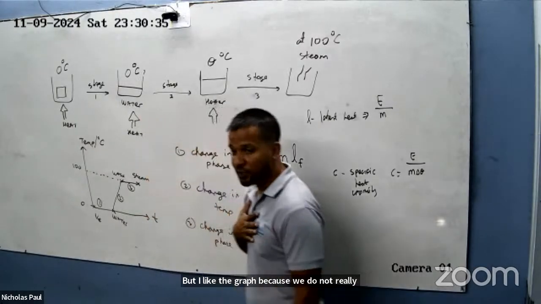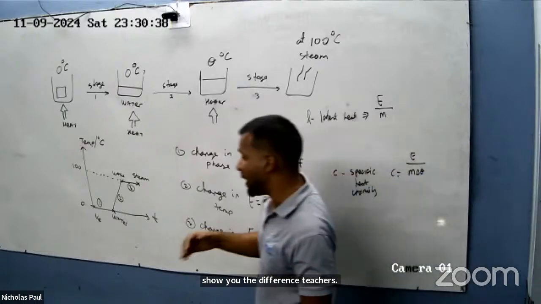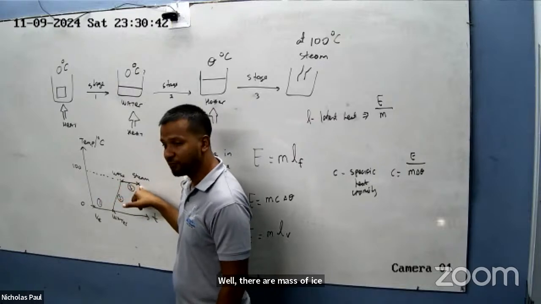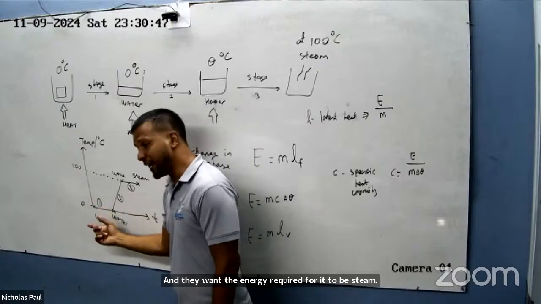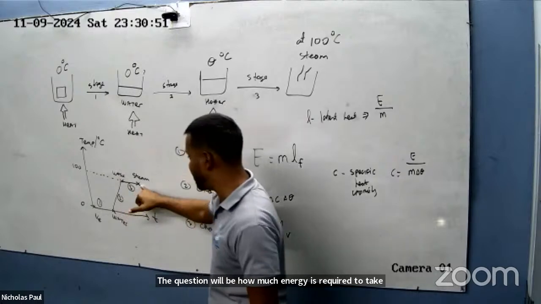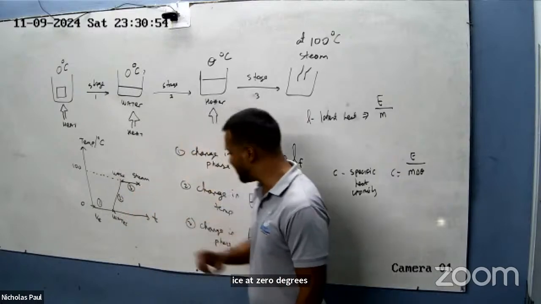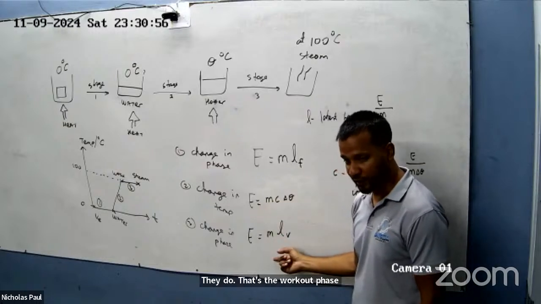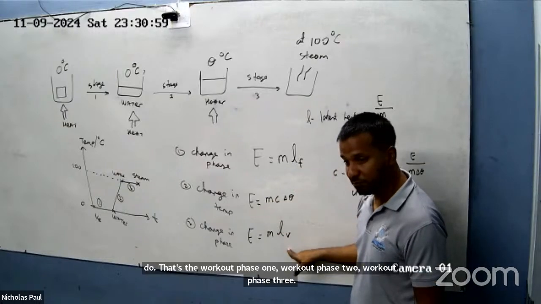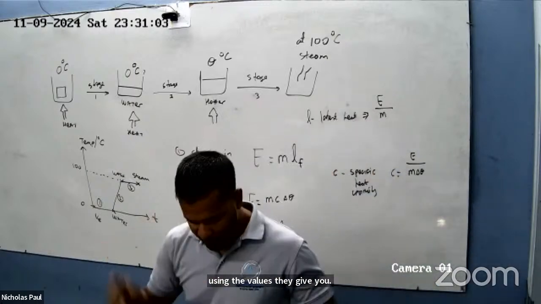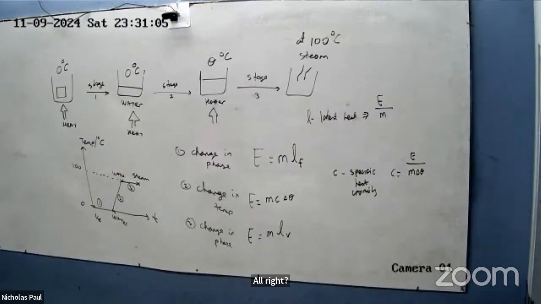I'm going to give you one where I'll give you a mass of ice, and they want the energy required for it to reach steam. The question will be how much energy is required to take ice at 0 degrees and convert it to steam at 100. All you have to do is work out phase one, phase two, phase three, using the values they give you. And then I will change it around.